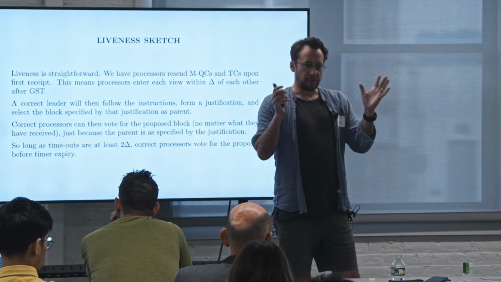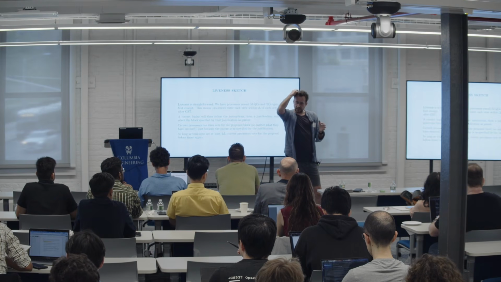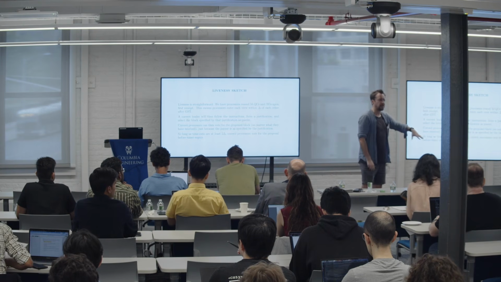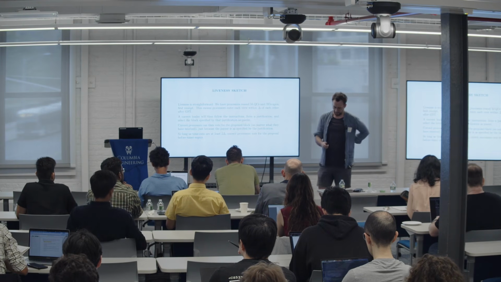Then you've got to make sure your timeouts are set correctly, but the calculations here are just as before. You can set your timeouts to 2 delta, for the same reason that it works as 2 delta in Minimmit.